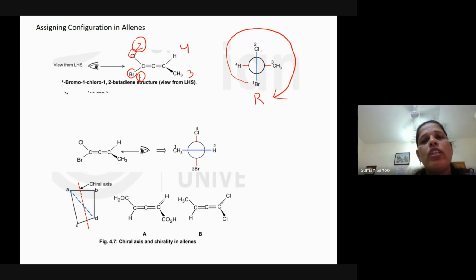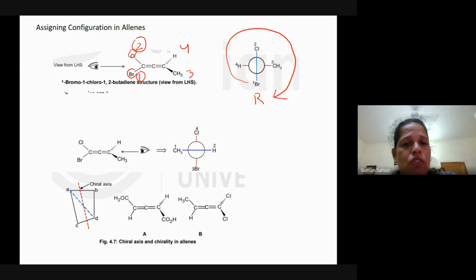And here you do not have to check whether the 4th priority is on the vertical side or on the wedge, you do not have to check it. You just have to trace the path from 1 to 2 to 3. If it is rotating clockwise, then R. If it is rotating anti-clockwise, it would be S. Suppose you say, I won't view it from this side, I will view it from this side. Again, it is going to give you the same configuration.